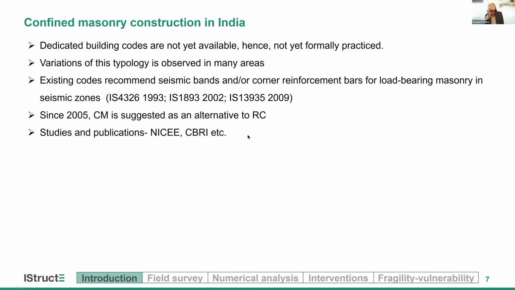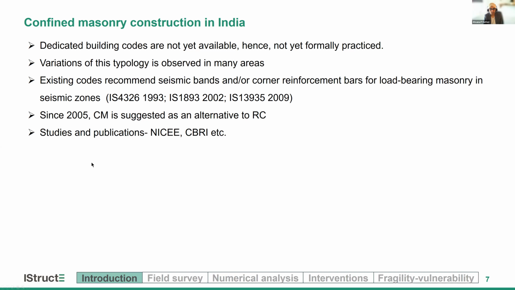And with respect to the specific case study location in India, we do not have a currently active confined masonry building code that is published yet, but there is one under preparation. However, the existing codes for masonry construction already suggest and recommend continuous seismic bands and corner reinforcement bars in unreinforced masonry buildings to improve their seismic behavior. So this typology, although not formally used, still exists in various parts of India as a probable variation of confined masonry.